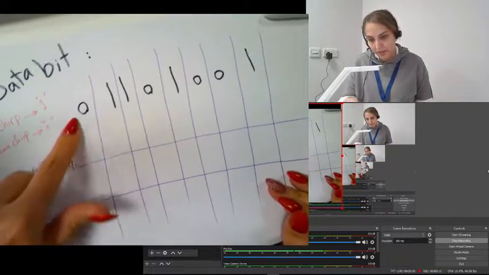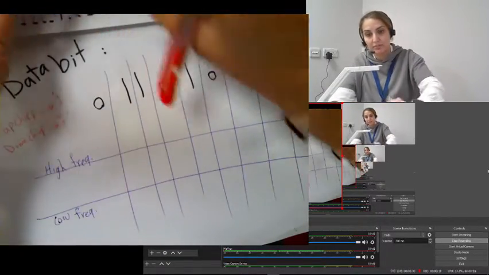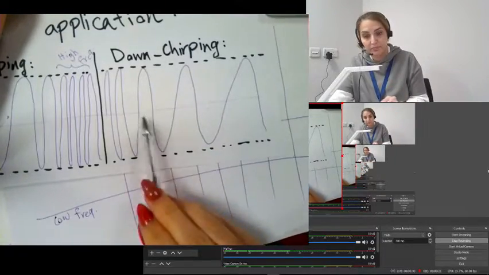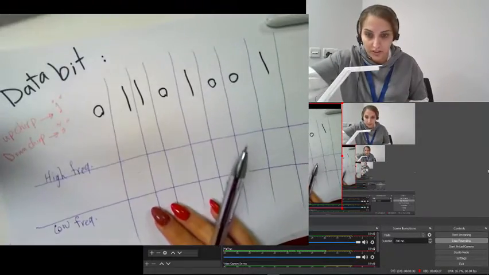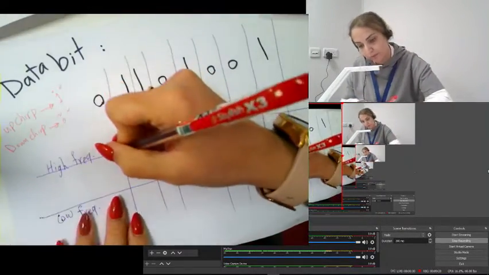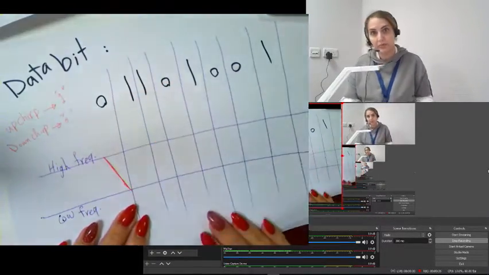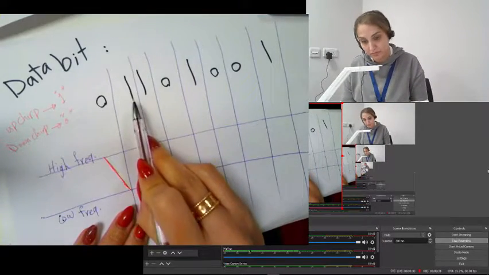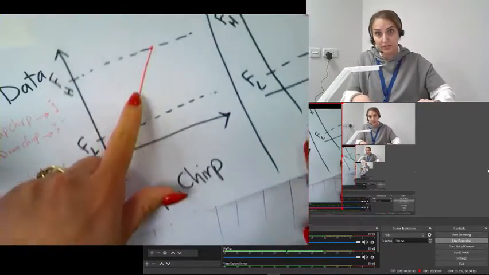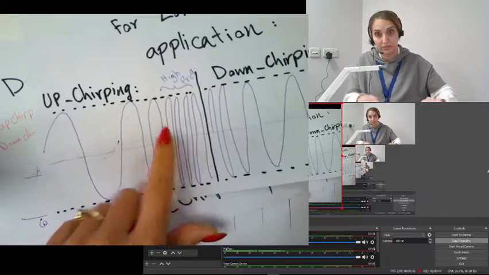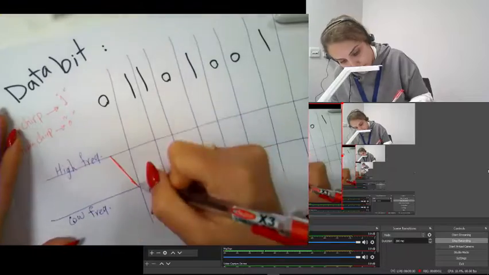So I have 0. So I'm looking at down chirping. I'm looking at this guy here, and I'm looking at this guy here. So I'm going to have a straight line from my high frequency to my low frequency. Now I'm looking at digital 1. Digital 1, up chirping. I'm looking at this guy here and this guy here. So I'm moving from low frequency to high frequency.